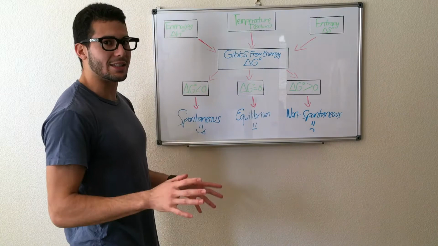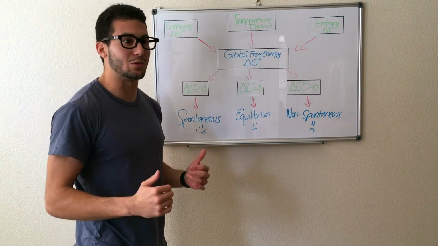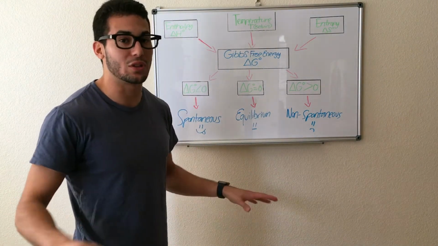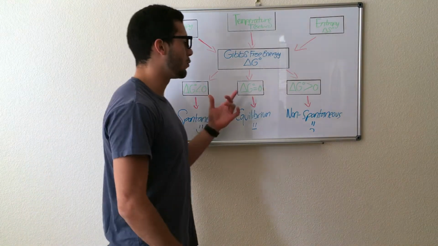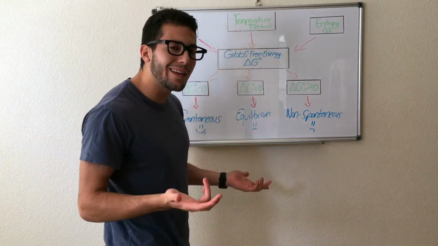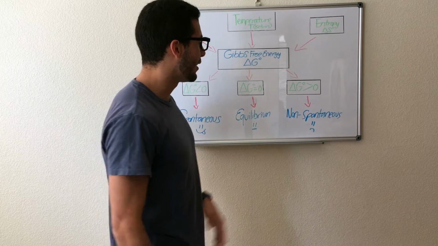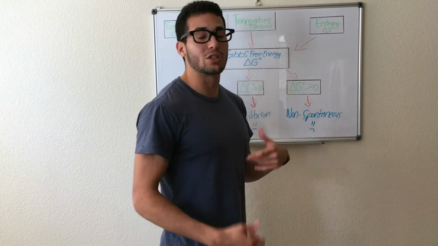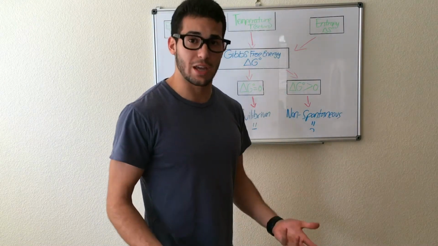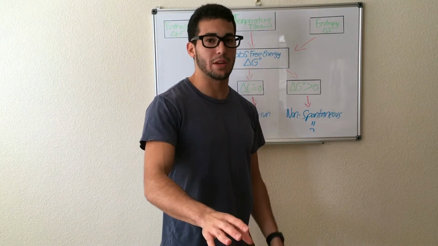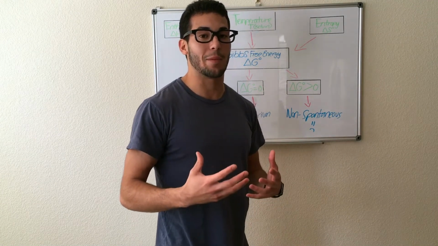delta G less than 0, which would mean it's spontaneous, so something's bound to happen without anything. We could have equilibrium, which is like, nothing really happens. And then third, when it's greater than 0, which means it's non-spontaneous. Now, this doesn't mean it won't happen, it just means that it won't happen by itself.